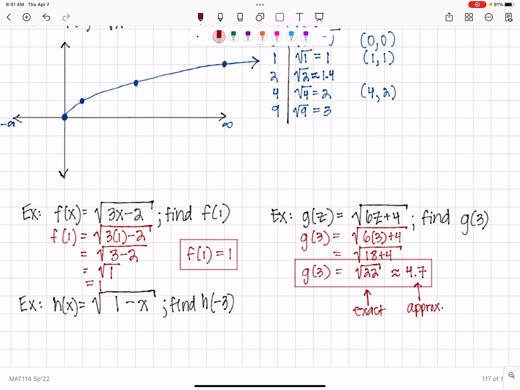And then we have our last example. If you want to press pause and try any of these on your own, you're more than welcome to do that. h of negative 3 is equal to the square root of 1 minus negative 3. And 1 minus a negative 3 is 1 plus 3. And 1 plus 3 is 4, so we've got the square root of 4, which is 2. So h of negative 3 is equal to 2.